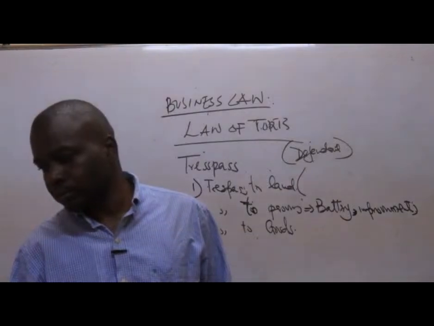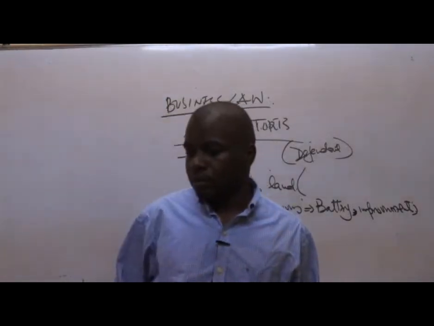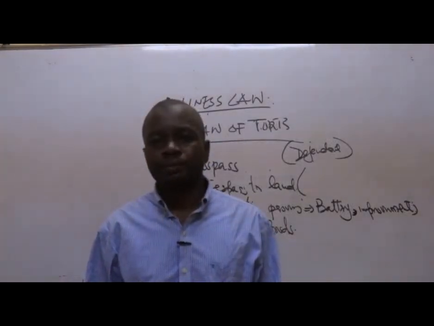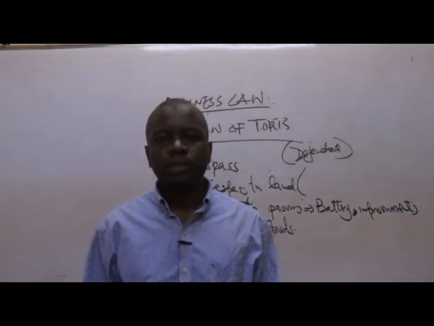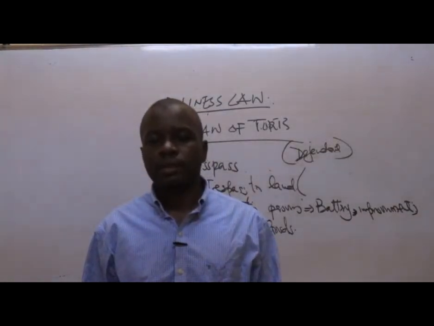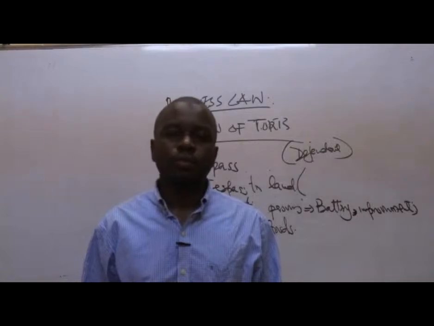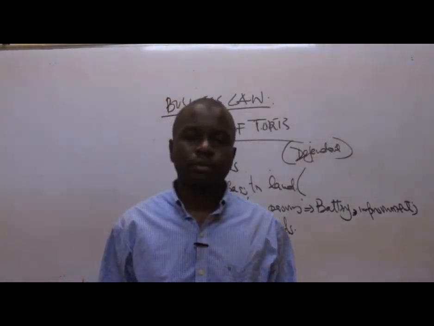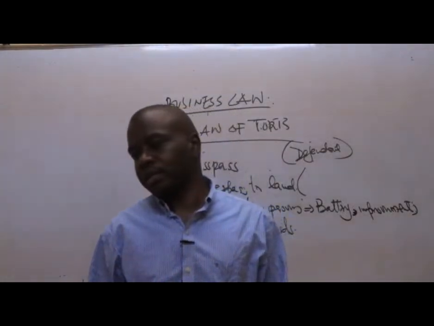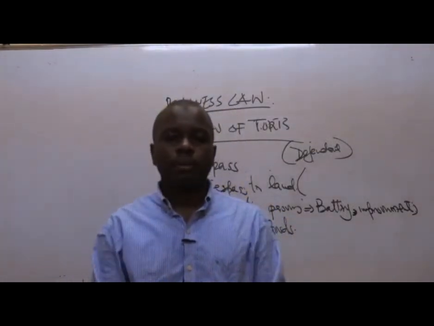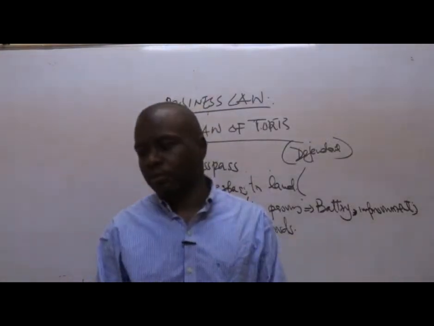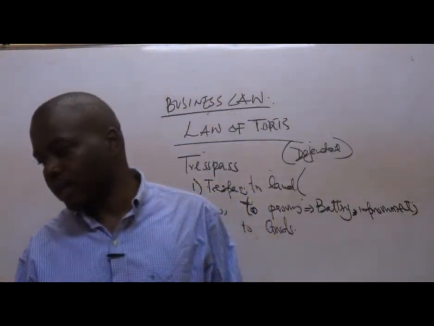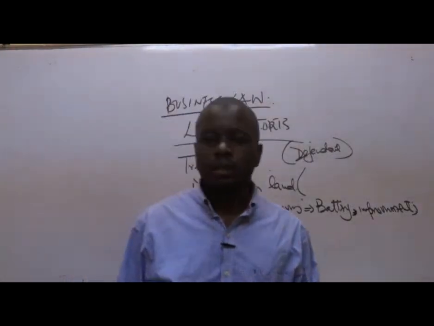So it can happen by simply entering the land without authority, or remaining on the land without any form of authority. For example, if you had leased it and you continue to stay on the land without any authorization, we can say you've committed trespass to land. It can also happen whereby you are placing things on the land without any form of authorization or being allowed by the owner of the land.